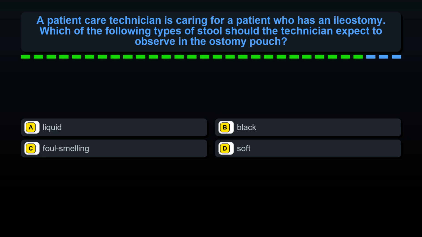Question 21. A patient care technician is caring for a patient who has an ileostomy. Which of the following types of stool should the technician expect to observe in the ostomy pouch? Option A, liquid. Option B, black. Option C, foul-smelling. Option D, soft.